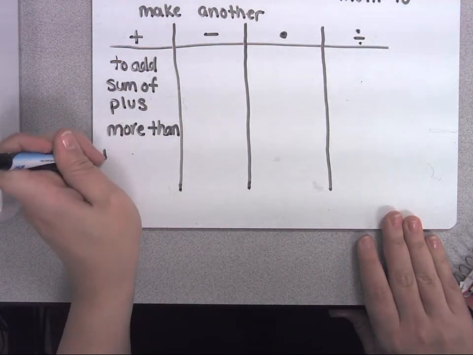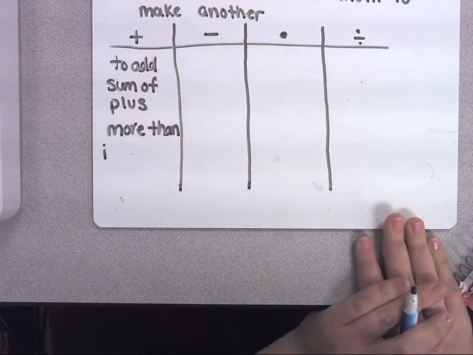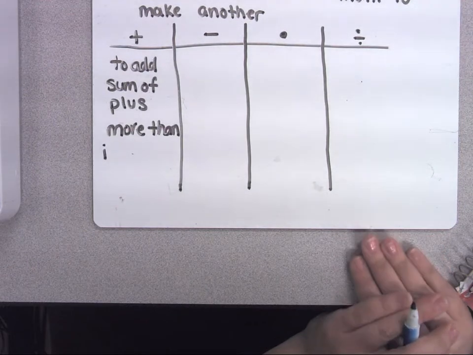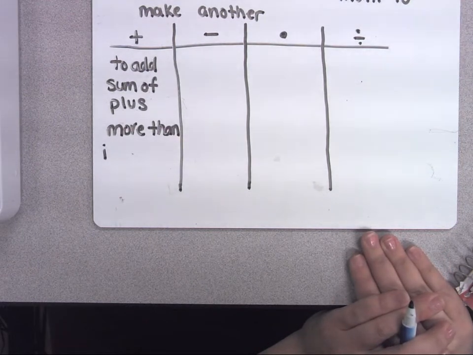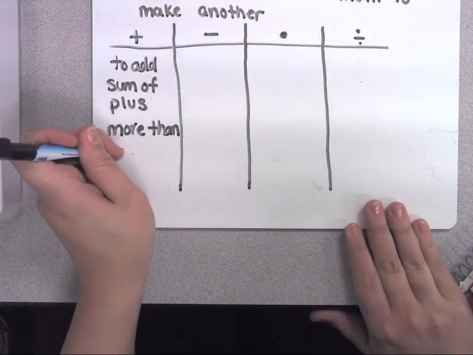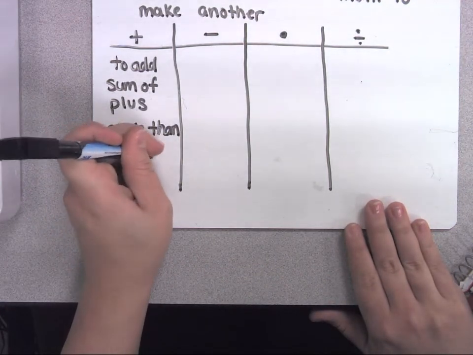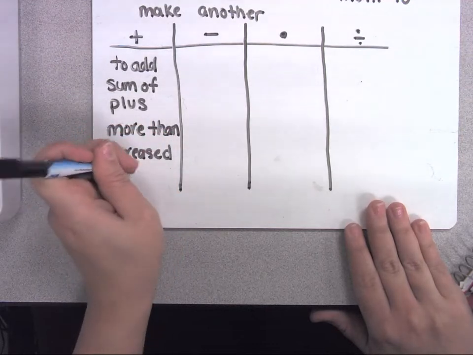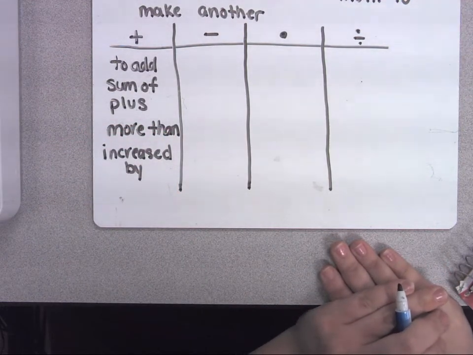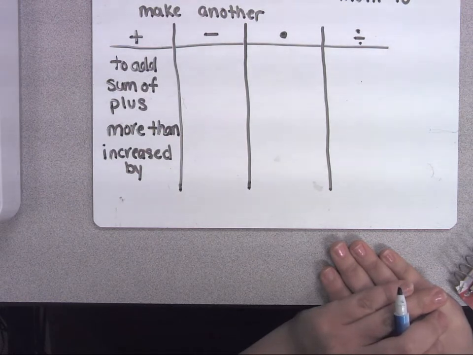And then there's an I word. To get bigger, yes. Close, but no. Increase. Increased by is how we put it, right? X increased by 6 really means X plus 6. That's a good list. Now let's move to subtraction.